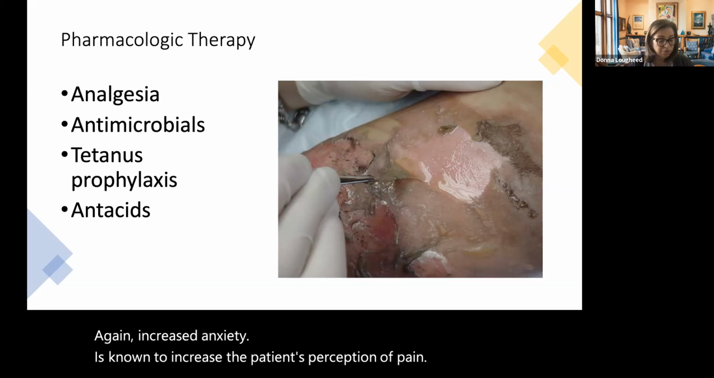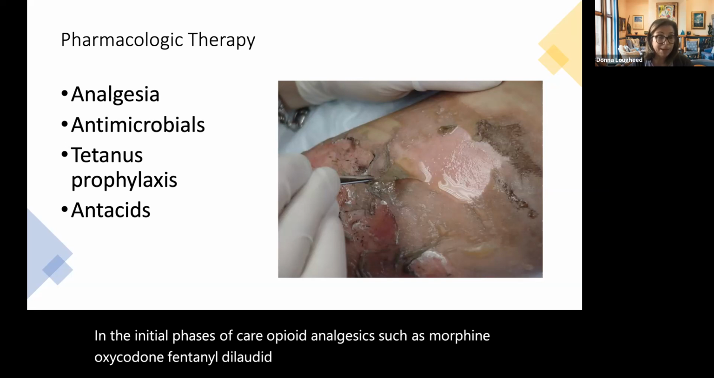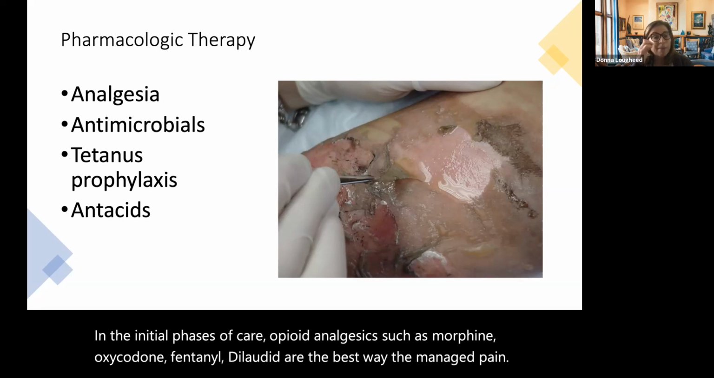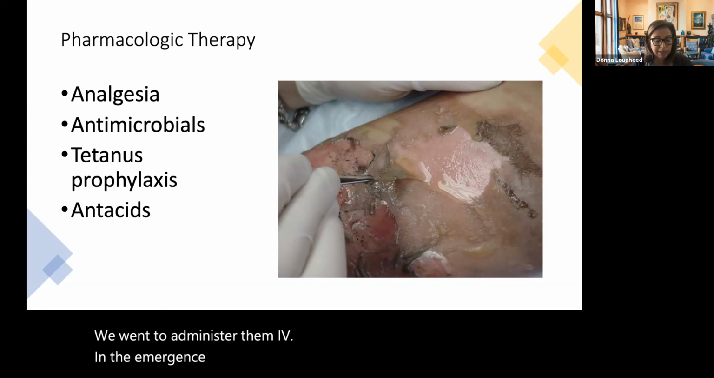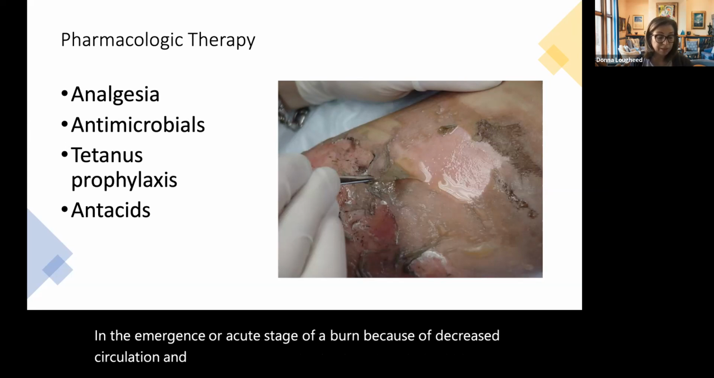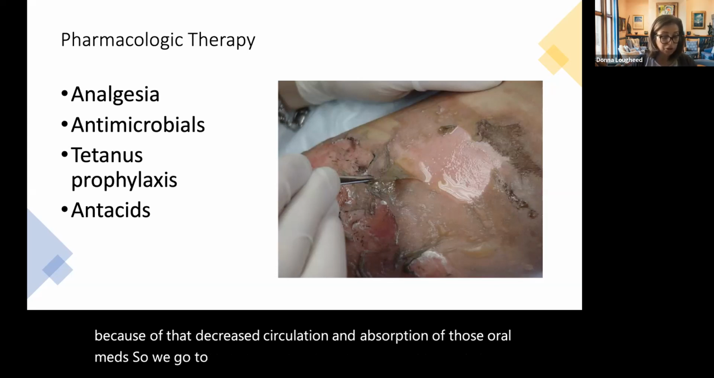In the initial phases of care, opioid analgesics such as morphine, oxycodone, fentanyl, Dilaudid are the best way to manage pain. We want to administer them IV in the emergent or acute stage of a burn because of decreased circulation and absorption of medications. So IV is better than oral because of that decreased circulation and absorption of those oral meds. So we go to IV first in that first emergent or acute stage.